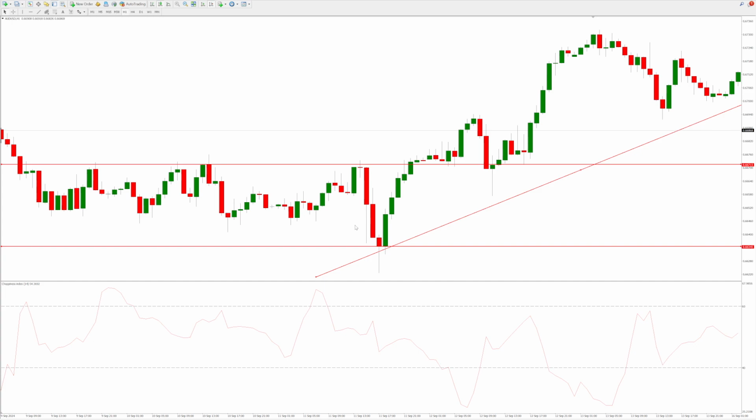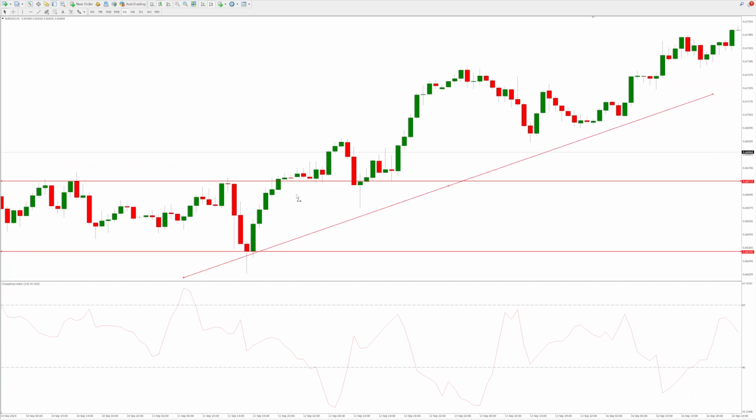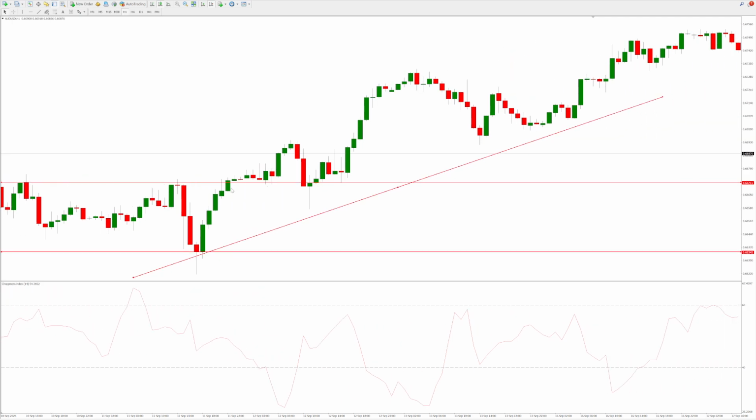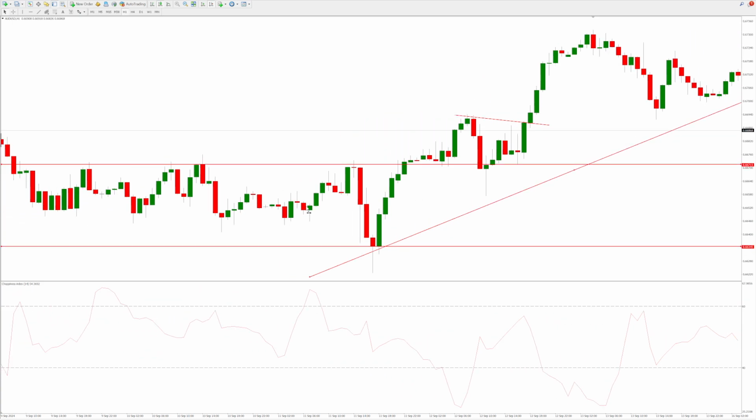It's coming out of this range. The market is moving up. There is a significant level of resistance. We can trade the breakout of that resistance, or we can wait for price to break out and have a pullback as it does here, and then enter on that breakout if we just want to confirm that this line of resistance is broken.